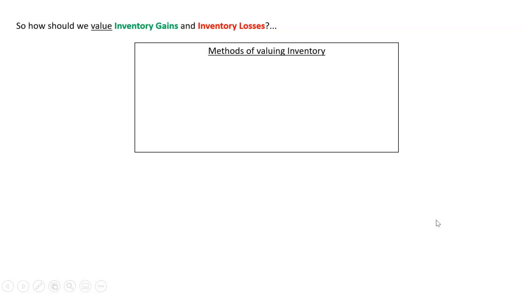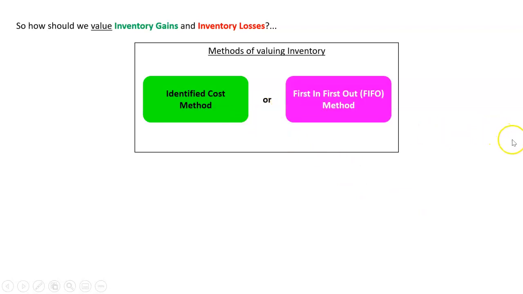Well, that's the last little topic we've got to do. And there's, like all our transactions, 2 methods. There's either the identified cost method or we're going to use first in, first out, or FIFO. So we'll look at each of those now.